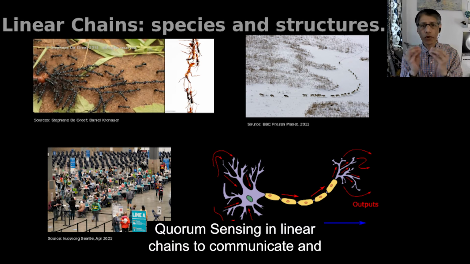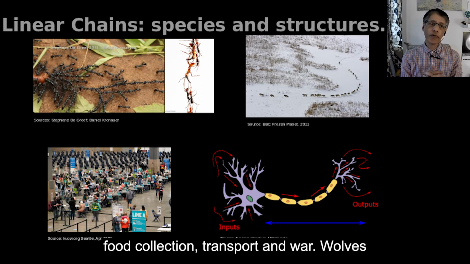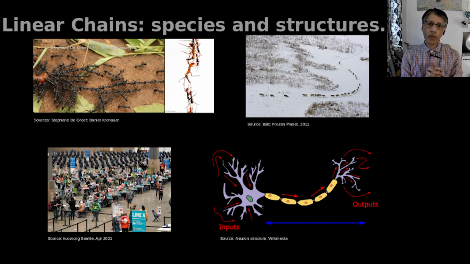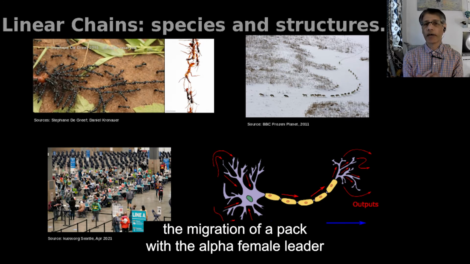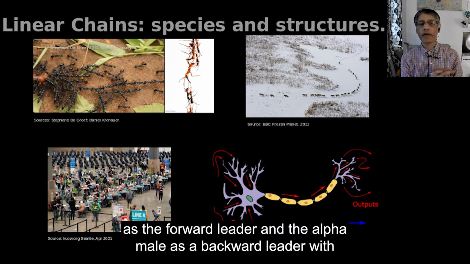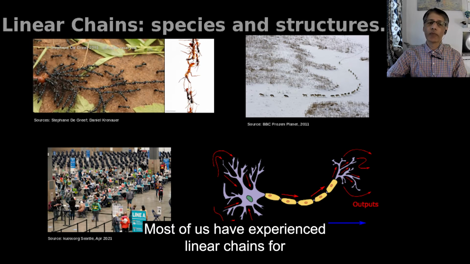Ants use quorum sensing in linear chains to communicate and cooperate for optimal solutions in construction, food collection, transport, and war. Wolves use linear chains in this example, which shows the migration of a pack with the alpha female leader as the forward leader and the alpha male as the backward leader, with a pack in a single file to conserve energy in the depth of winter.